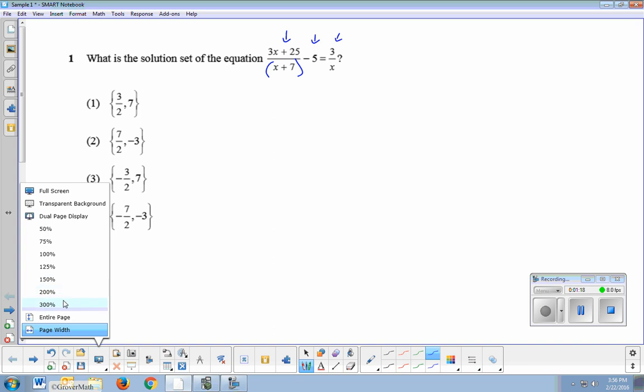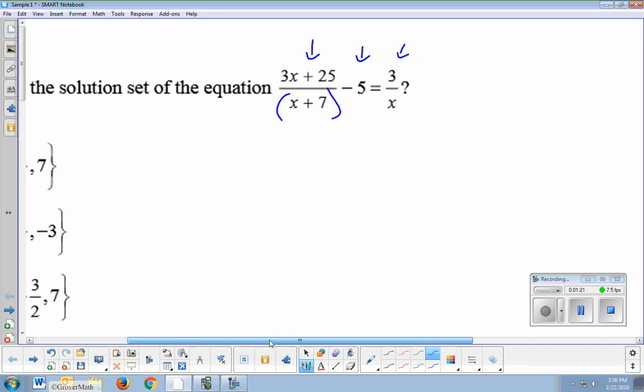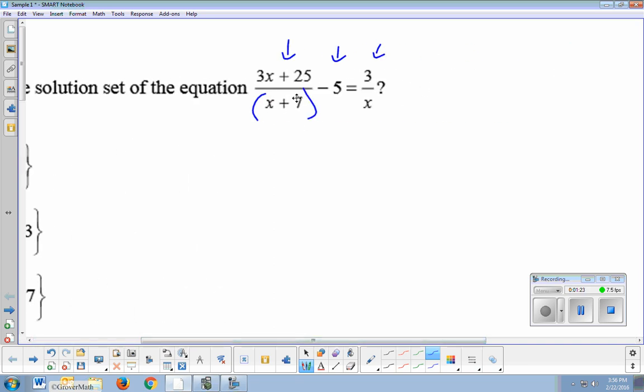Let me zoom in a little bit so we can get a better view here. And so I'm going to multiply everything by x plus 7. I'm going to multiply the first piece here, and let me write this out. So 3x plus 25 over x plus 7, and I'm going to multiply that by x plus 7. Then I have a minus 5. I'm going to multiply that by x plus 7. Then I have 3 over x equals 3 over x. I'm going to multiply that by x plus 7.